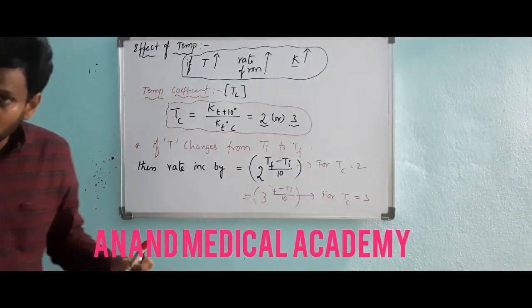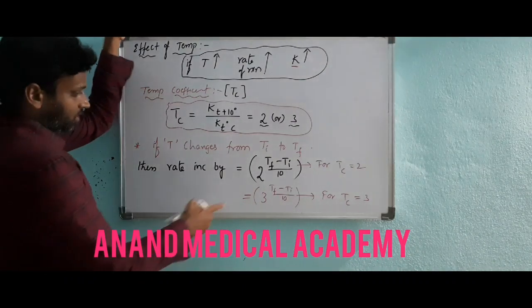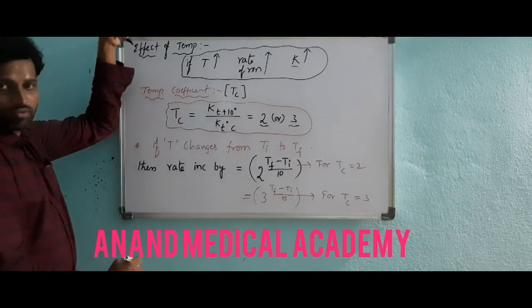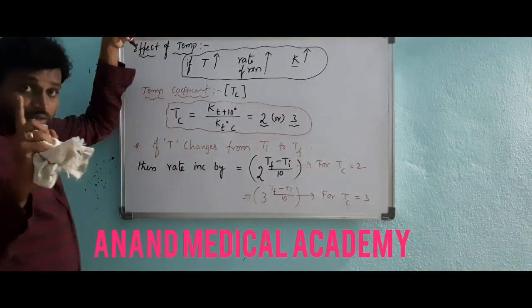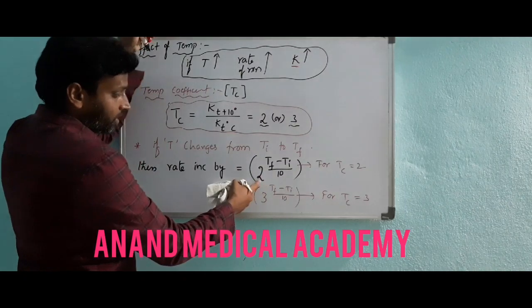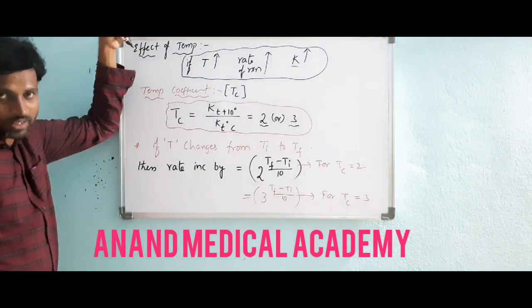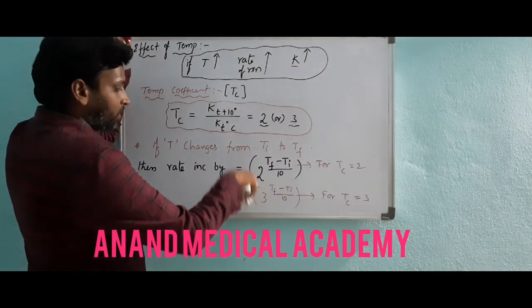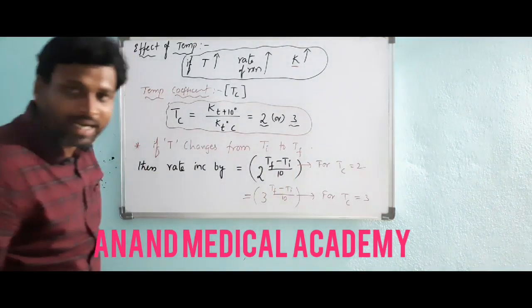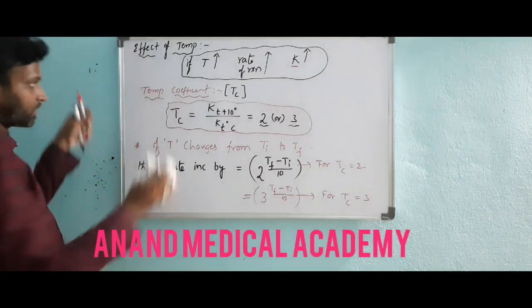Let's see one small example for this. You have to write all these things. These are the two important formulas. If a temperature coefficient of 2.5 is given, then you have to take 2.5 here instead of 2. This is very important. So simply, you take the temperature coefficient power T final minus T initial by 10. Got it?